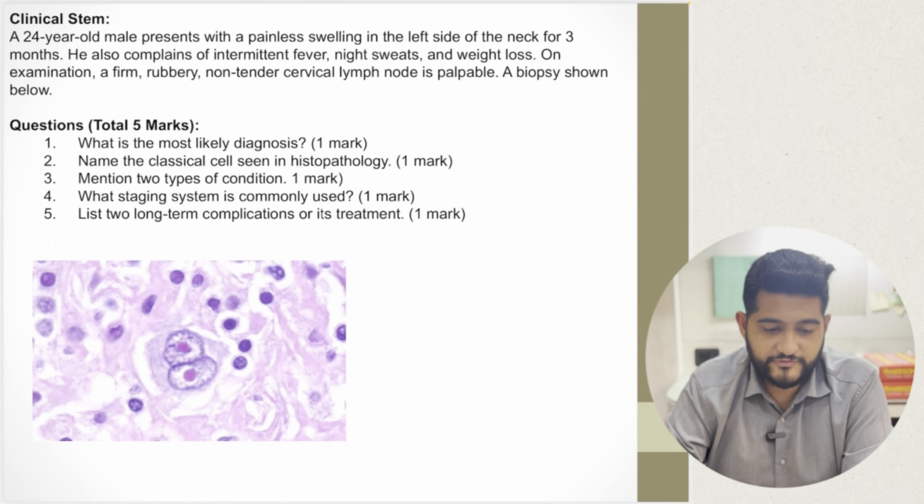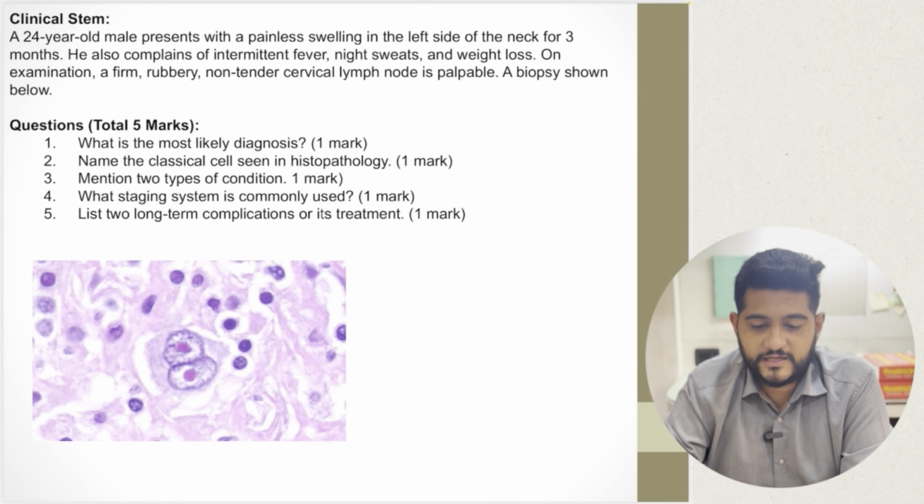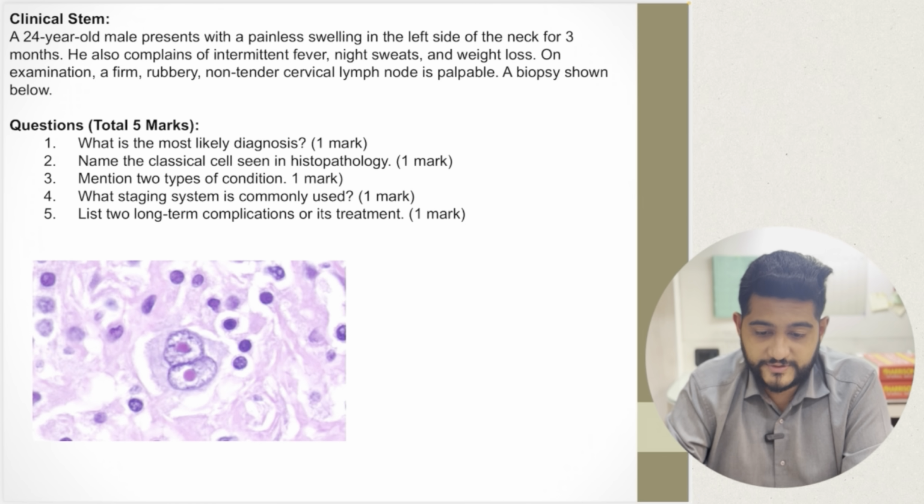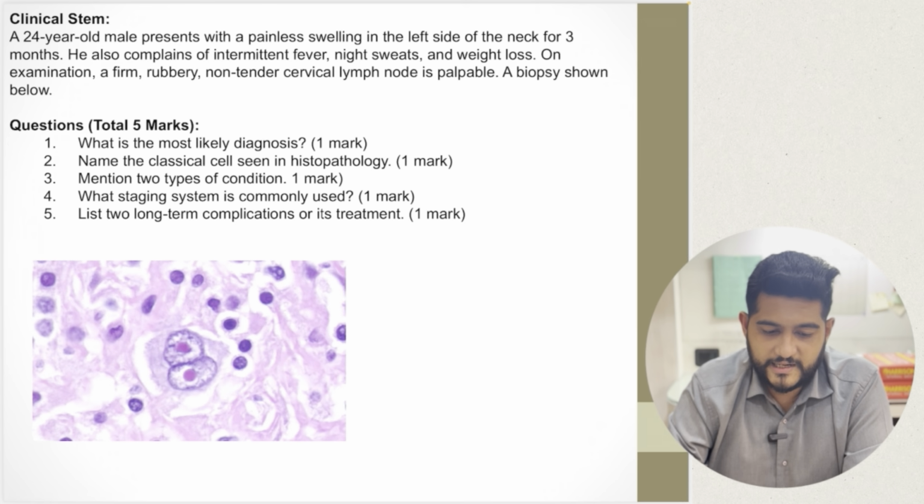Then the next question: a 24-year-old male presents with a painless swelling in the left side of the neck for 3 months. He also complains of intermittent fever, night sweats, and weight loss. On examination, a firm, rubbery, non-tender cervical lymph node is palpable. A biopsy is shown below. What is the most likely diagnosis?